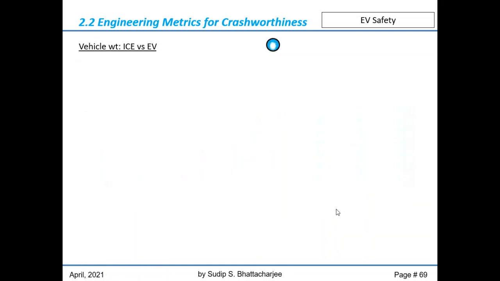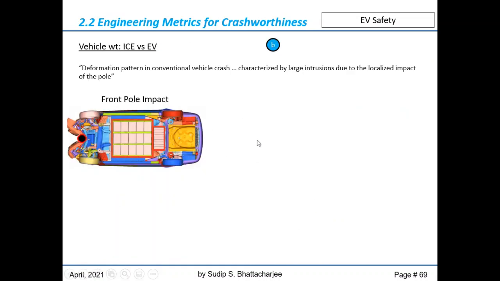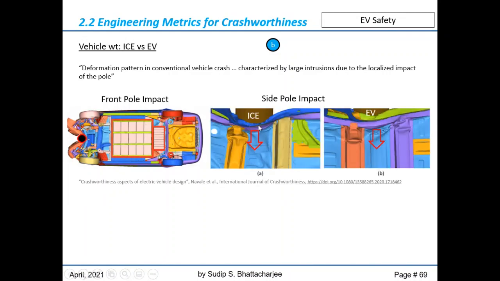Let's see a little bit more. Here again, I'm just citing some public domain research results. The comparison is ICE versus EV design. Looking at the deformation pattern in this conventional vehicle, say front impact, if there is a pole impact, there is some intrusion happening into the vehicle. If you're looking at the side pole impact, a conventional vehicle is taking more deformation compared to an EV. Why? I'll get to that later on.